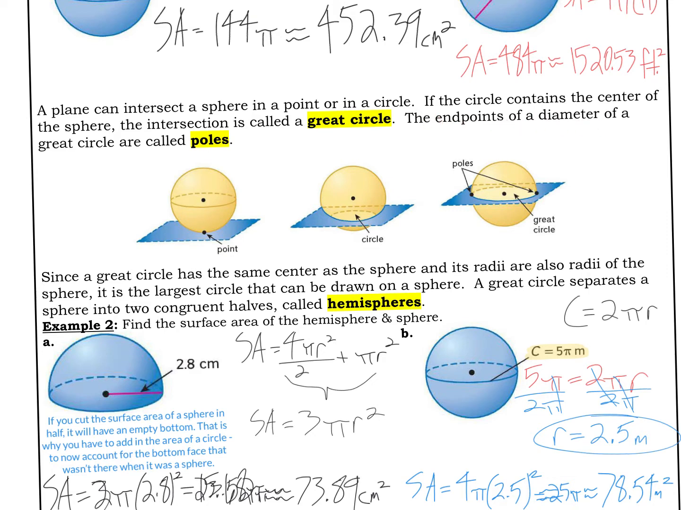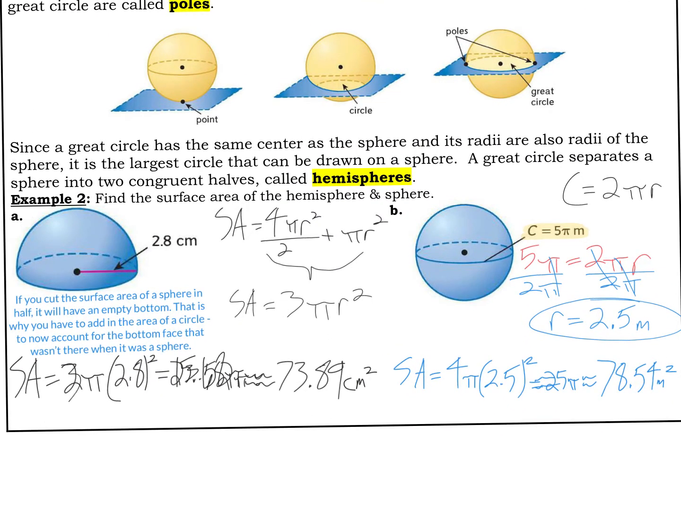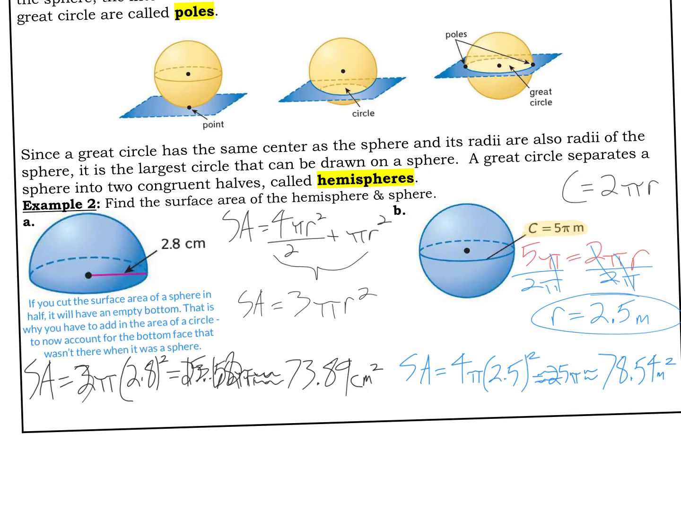The endpoints of a diameter of a great circle are called poles. Okay, so the poles are labeled here and here. We don't talk too much about poles, but we will talk about the great circle in these examples. Because if you were to just cut off a sphere at the great circle, then you would create a hemisphere. So it says, since a great circle has the same center as the sphere and its radii are also radii of the sphere, it is the largest circle that can be drawn on a sphere. A great circle separates a sphere into 2 congruent halves called hemispheres.